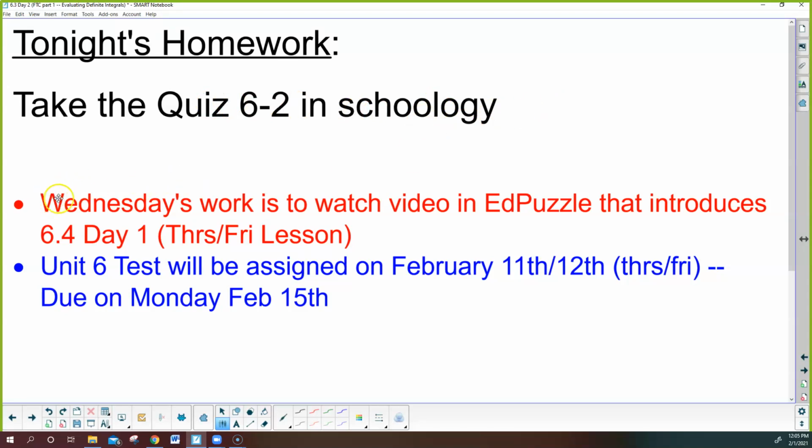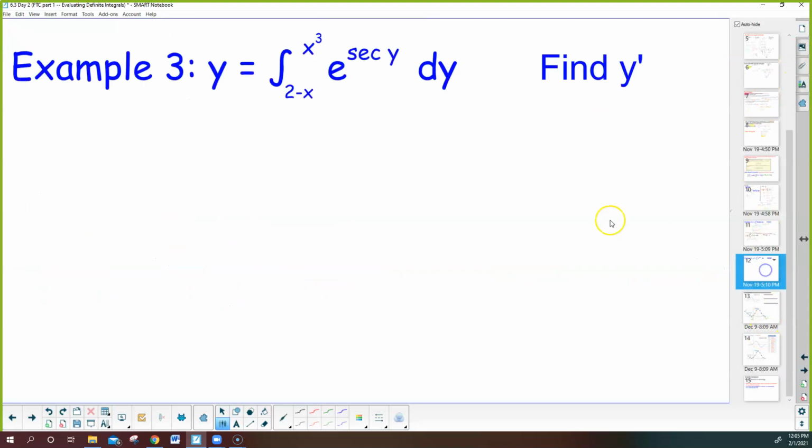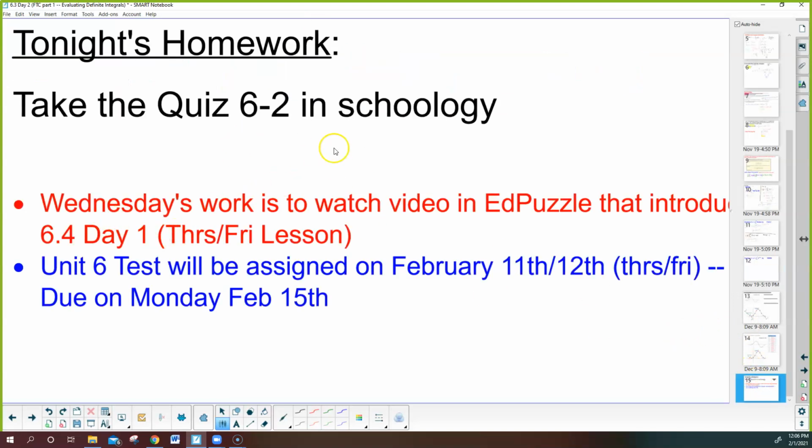And then for Wednesday, Wednesday's work is to watch the Ed Puzzle video that introduces Thursday's lesson. We're actually going to teach you how to do some of this stuff in your calculator through that video, so you definitely want to watch that on Wednesday. And we're going to review a problem like this one, where what happens if I have an x in both spots and they ask me to find the derivative? How do we deal with that? That will be on Wednesday.